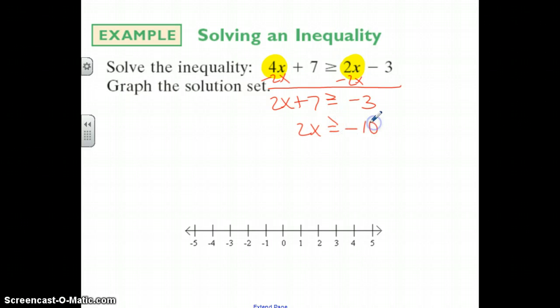And get a negative 10. And dividing by 2, remember I'm not dividing by a negative, even though the 10 is negative, I'm not dividing by a negative, so I do not flip the inequality sign. X is greater than or equal to negative 5.